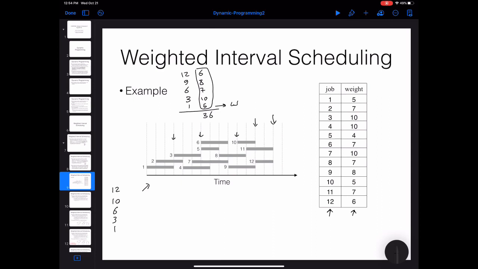What is the cost, the weight associated to each one? It is going to be 6. Job 10 has weight 5. 6 is going to be 7, 10, and 5. Clearly, this is not going to give me the optimal answer. Here it is going to be 33.